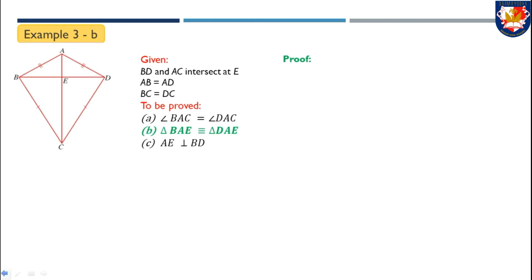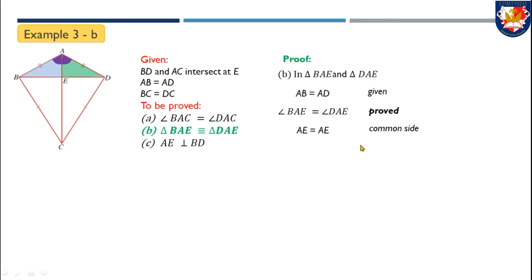Part B. We need to prove that triangle BAE is congruent to triangle DAE. Let's illustrate this. Look at the diagram, triangle BAE and triangle DAE. We have that AB equals AD, given in the question. And angle BAE and angle DAE, as we have proved in part A, are also equal. We have the common side, which is AE for both triangles. AE equals AE by common side.